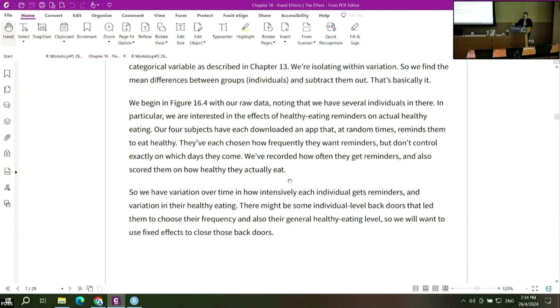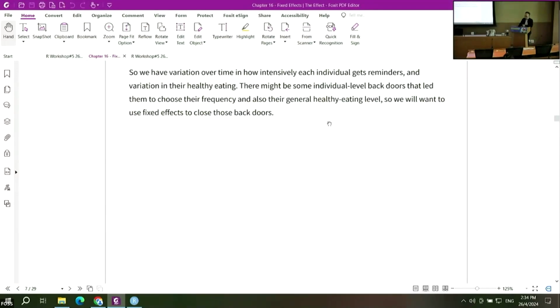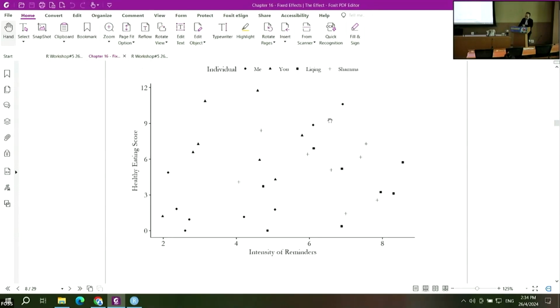So we have variation over time. That's number 1: how intensively each individual gets reminders, and variation in their healthy eating. There might be some individual-level backdoors that led them to choose their frequency, which we call confounders, and also their general healthy eating level. So we still want to use fixed effects to close those backdoors.